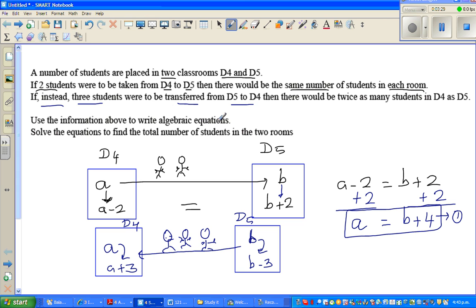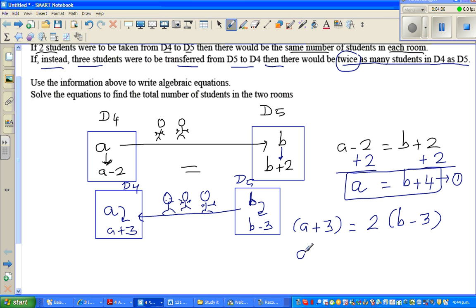Then what's happening? There would be twice as many students in D4 as in D5. This is a difficult one, let us break this down. If this happens, D4 will have twice as many students as D5. So because of this transfer, A plus 3 is twice the number of students that remain in D5, that is 2 times B minus 3. So let us simplify: A plus 3 is equal to 2B minus 6.